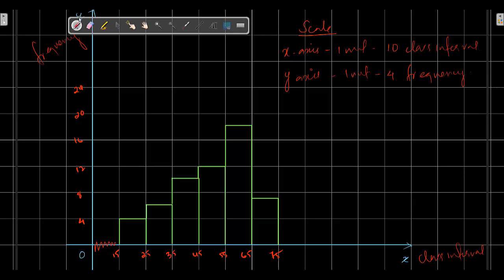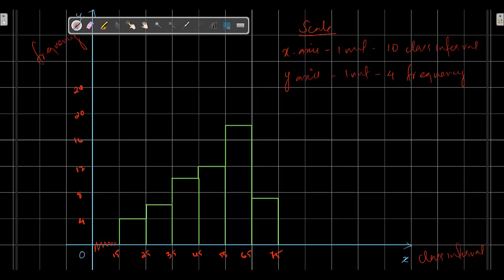Clear? Now you can make the histogram here. So it's 15 to 25, the value is 4. 25 to 35, it is 6. 35 to 45, it is 10. 45 to 55, it is 12. 55 to 65, it is 18. And 65 to 75, it is 7. So this is how we make the histogram.